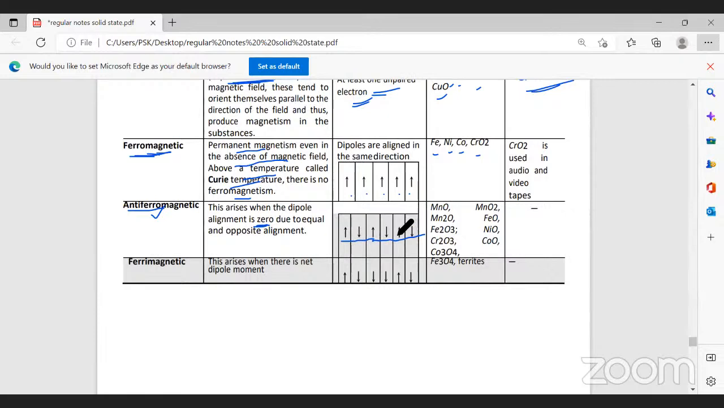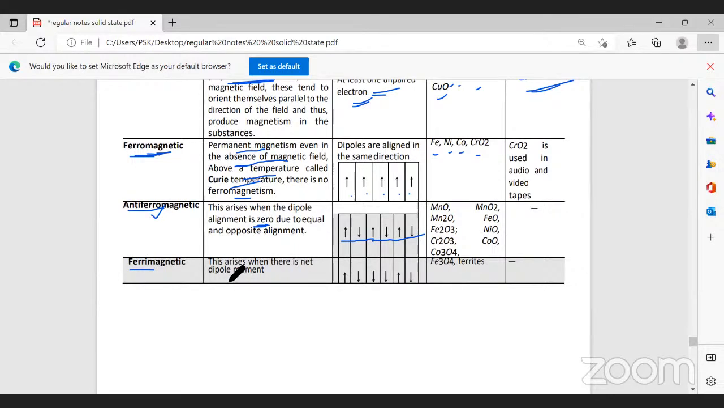Even though we have many unpaired electrons, the orientation or alignment of the electrons is equal and opposite. Therefore, they will not show magnetic property. And those kind of materials are called antiferromagnetic substances. Examples: manganese oxide, manganese dioxide, ferrous oxide. So many examples are there. Chromic oxide, cobalt oxide, cobalt tetraoxide, all that. So many examples. The next is ferrimagnetic.